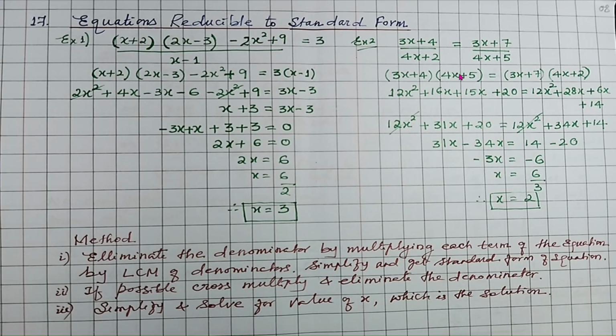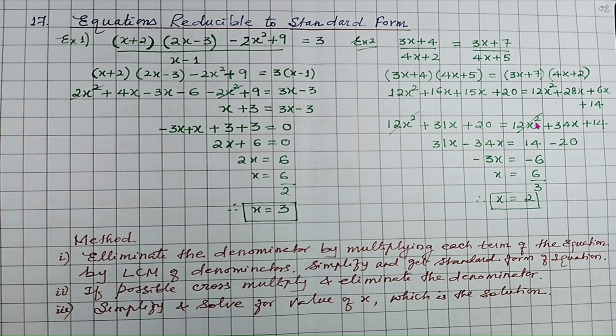Again I'll repeat, 3x into 4x is 12x square, plus 4 into 4x is plus 16x, then 3x into plus 5 becomes 15x, and plus 4 into plus 5 becomes plus 20. So also here 3x into 4x is 12x square, and plus 7 into plus 4x is plus 28x, and plus 7 into 2 is 14, and we can just open this and get the simplified terms here.